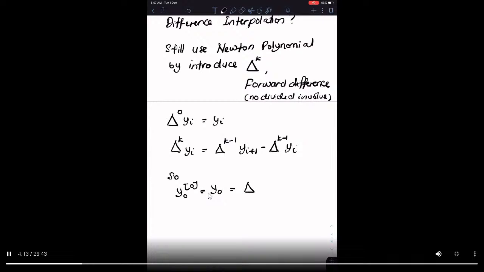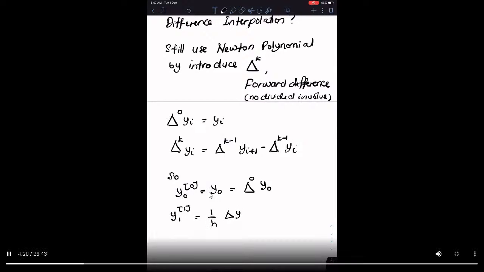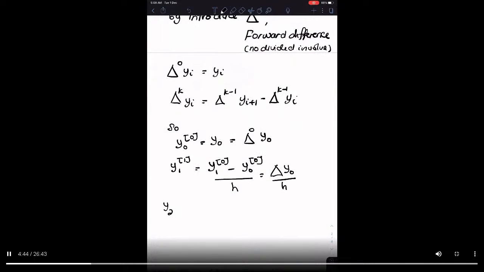Now we want to create the formula. We start from y naught order 0 equal to y naught. This is a value, but we put del to make sure it is different from the backward. So y naught order 1 is equal to y1 order 0 minus y naught order 0, divided by h. h is familiar, so we can write this as del 1 y naught divided by h. This is how I create the formula.